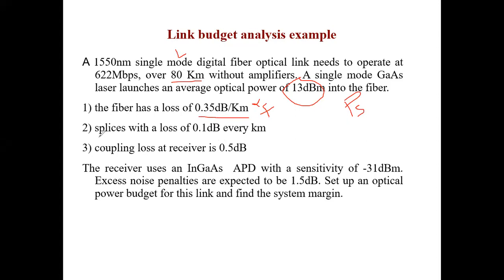Then we say that there are splices with a loss of 0.1 dB per kilometer. So I have 80 kilometers. Can you tell me how many splices there will be? This we have already done. The length of the fiber is 80 kilometers. We have splices after every kilometer. So how many splices will there be? If after every one kilometer there is one splice and the fiber is 80 kilometers, how many splices will there be?